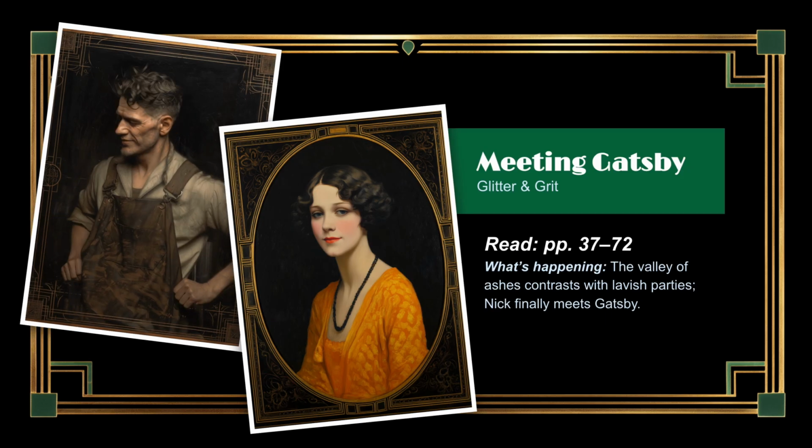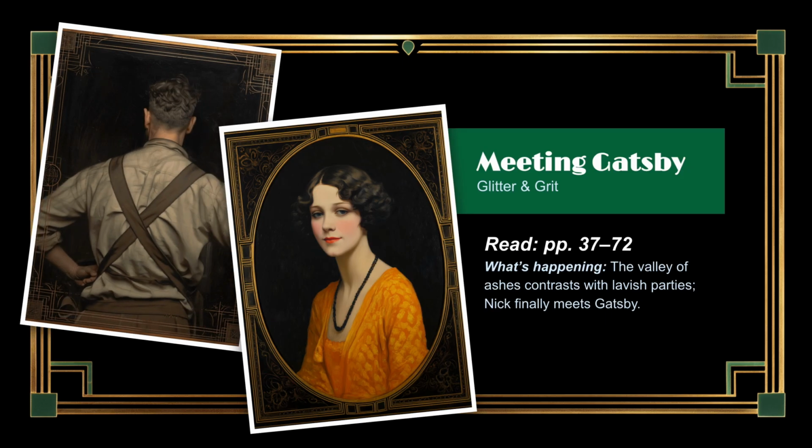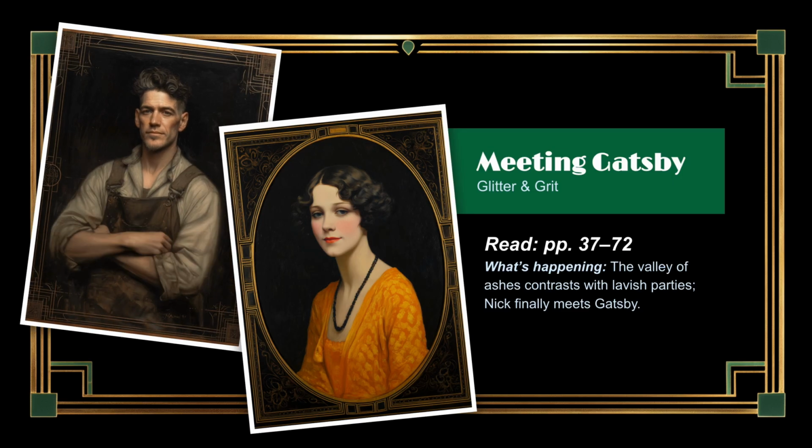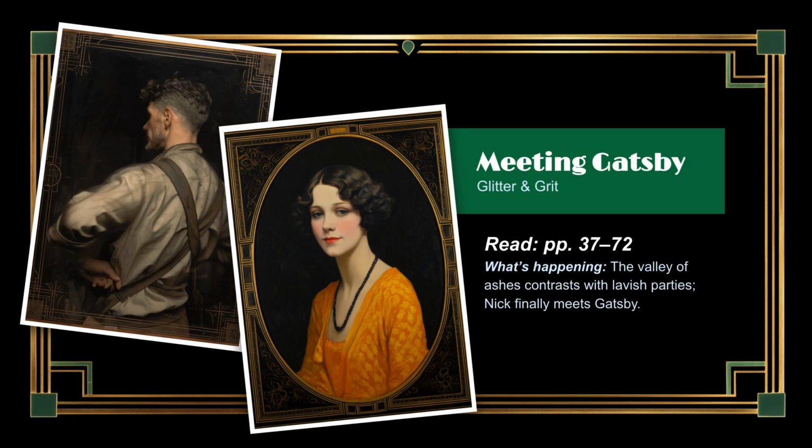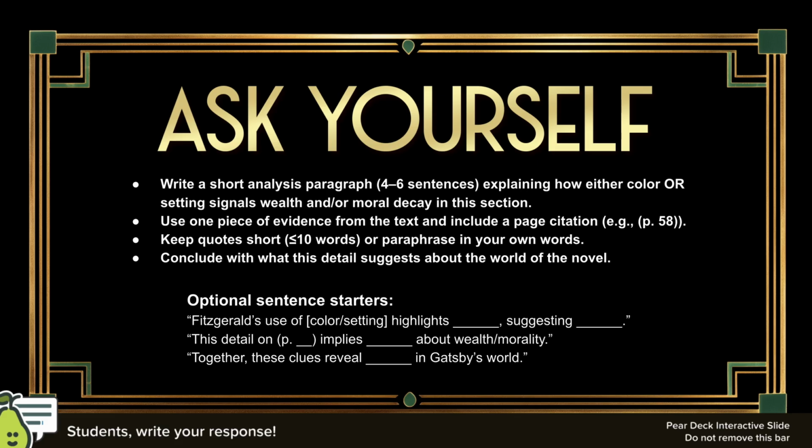Short analysis. In the second section, students write a concise paragraph on how color or setting signals wealth or moral decay. One piece of evidence with a page citation. This builds precision and ethical source use.